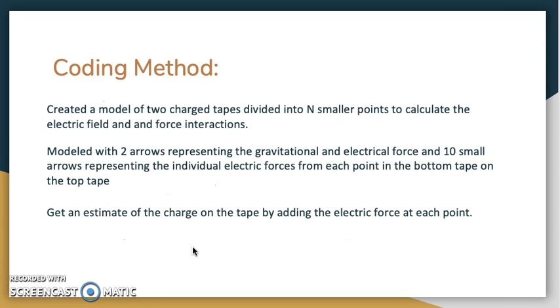In order to code for Lab 2, I first created a model of two charged tapes divided into n smaller points to calculate the electric field and force interactions. Then I modeled two arrows to represent the gravitational and electrical force, and then used 10 smaller arrows to represent the individual electric force on each point in the bottom tape on the top tape. From this, I was able to get an estimate of the charge on the tape by adding up the electrical force at each point.